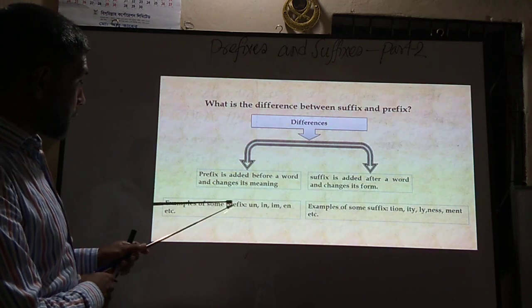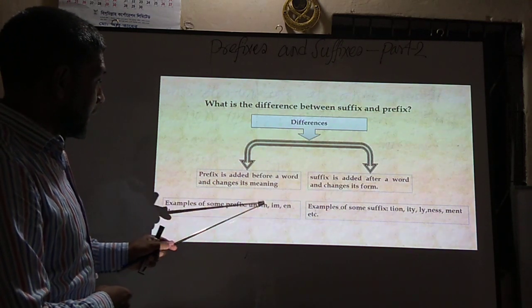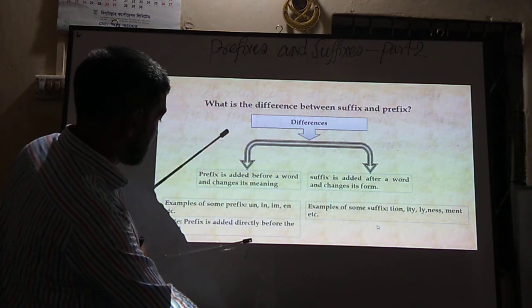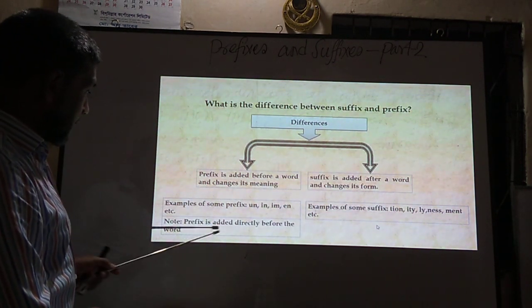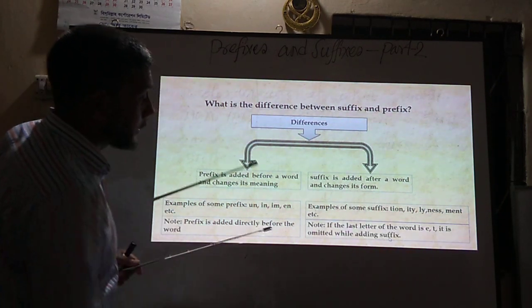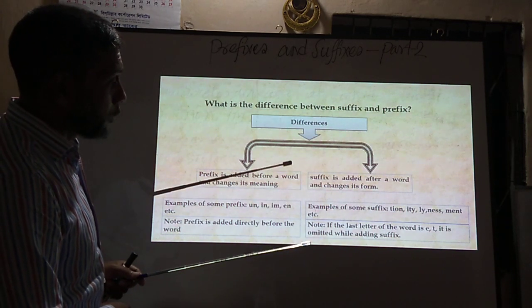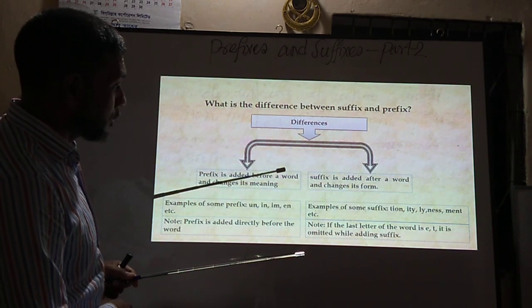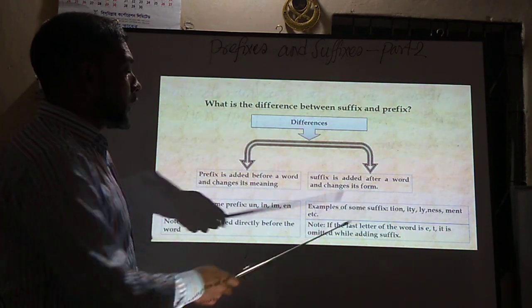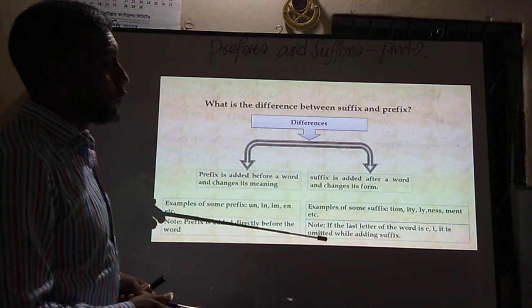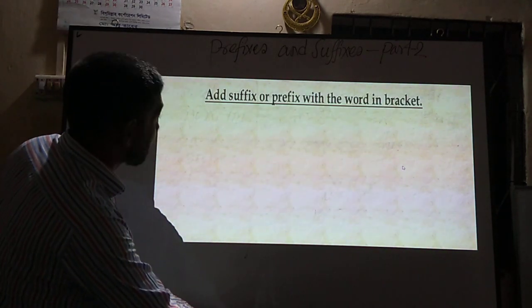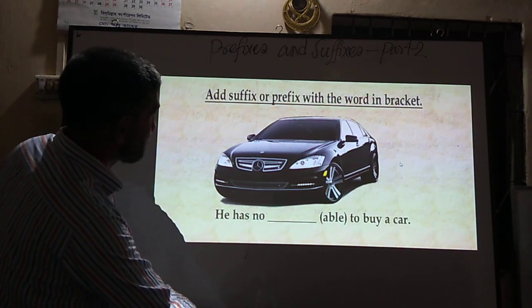Examples of some prefixes are in, un, etc. Examples of suffixes I told you sometime before. Prefixes are added directly before the word, and for suffixes, if the last letter of the word is e, it is omitted while adding suffixes. So dear students, you know that when we add some suffixes after any words, then some letters may be omitted. When we practice it, then we can understand.